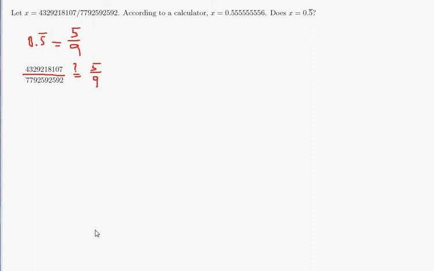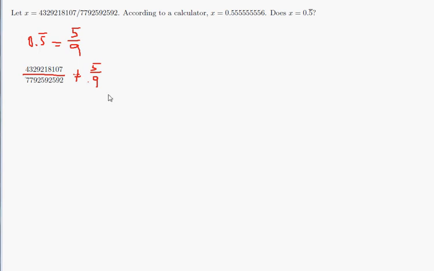Well, we can clearly see that if I were to multiply the denominator on the left by the numerator on the right, I would get a number that ends in 0. However, if I take the numerator on the left and multiply by the denominator on the right, I get a number that ends in 3, because 7 times 9 is 63, and 2 times 5 is 10. That ends in 0. So clearly, these two fractions are not the same thing, because if I were to cross multiply, I would get two different numbers on the sides.